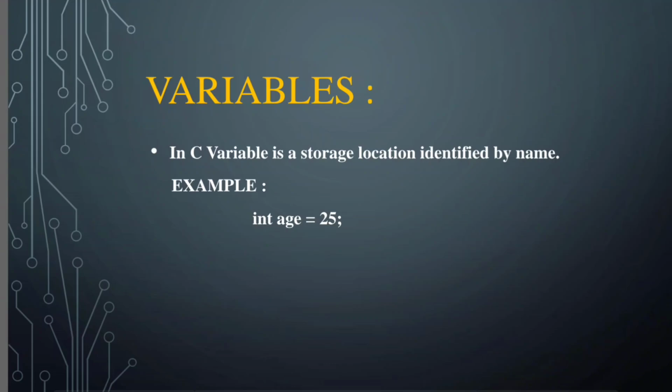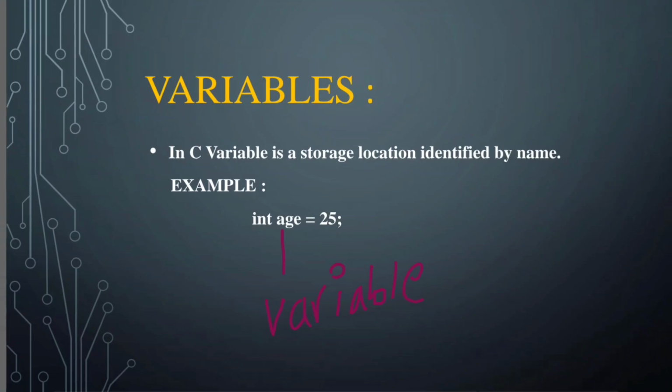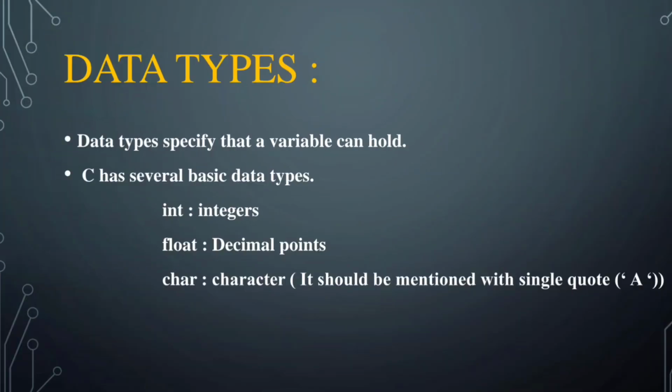Let's start with variables. In C, a variable is a storage location identified by name. For example, int age = 25. Here, age is a variable of type int that holds the value 25.